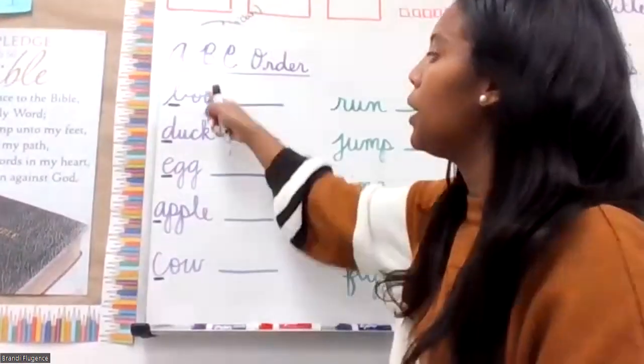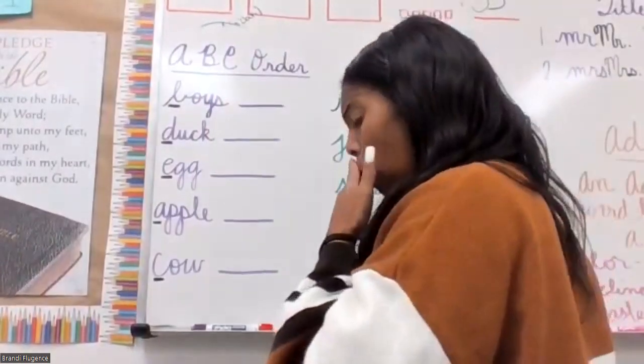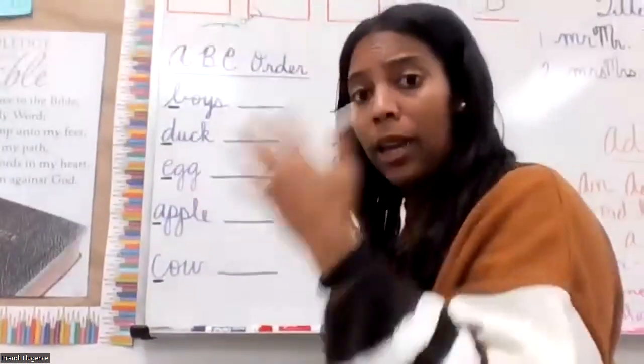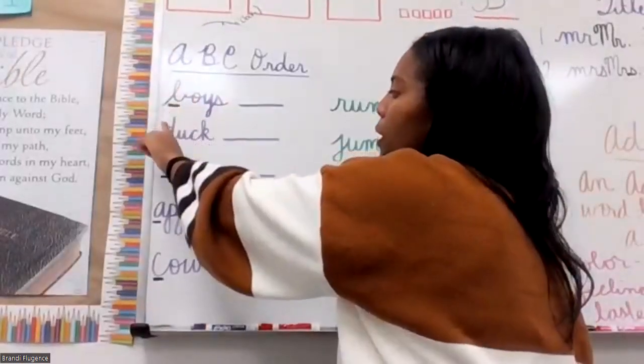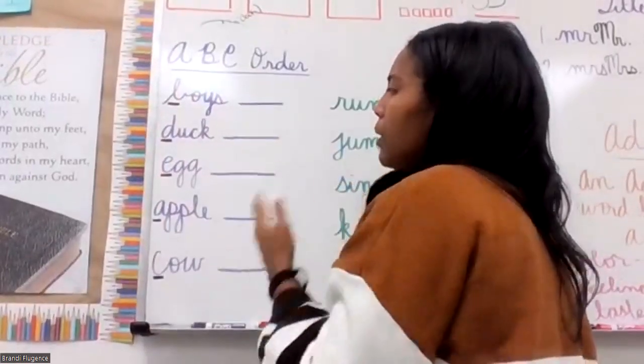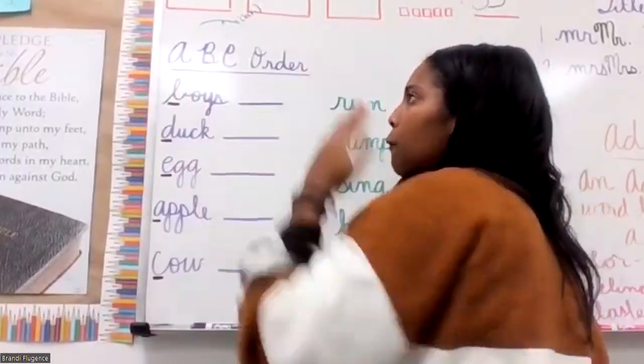And again, we are putting this in order based upon the alphabet. So when we put it in order, we have to pay close attention to the alphabet. So I'm looking at only the first letter of these words. I'm going to put them in order to see which one will be first and which one will be last according to the alphabet.